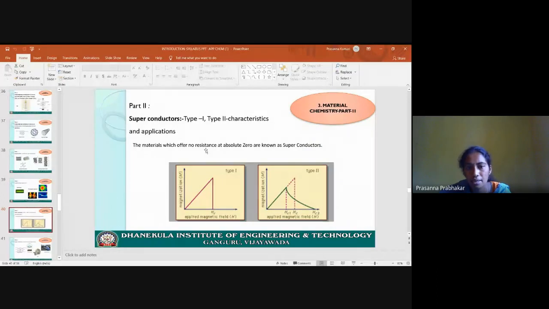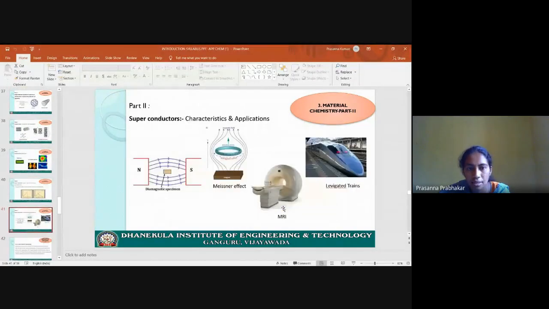Next, superconductors. A superconductor is nothing but a material which offers no resistance at absolute zero. Those are called superconductors. These are of two types: type 1 superconductors and type 2 superconductors. What are the characteristics of type 1 superconductors? What are the characteristics of type 2 superconductors? We will discuss in further classes.